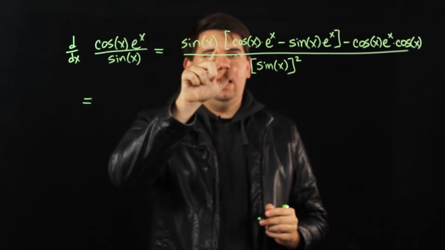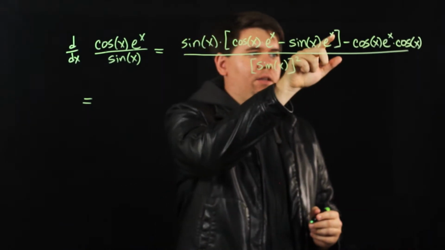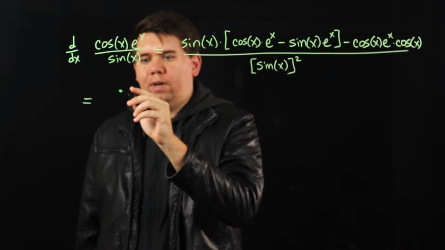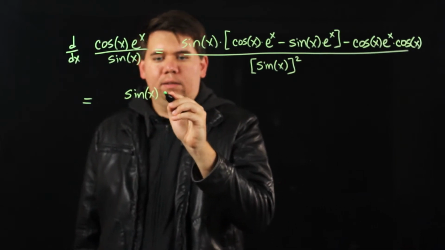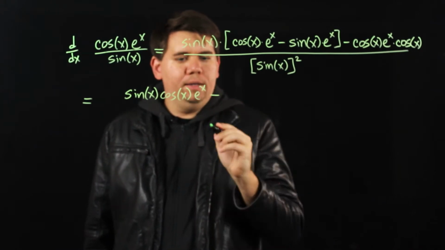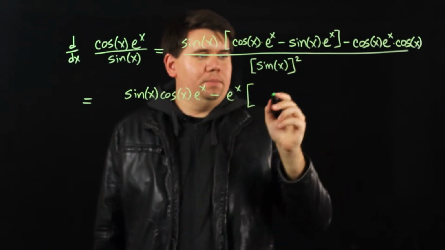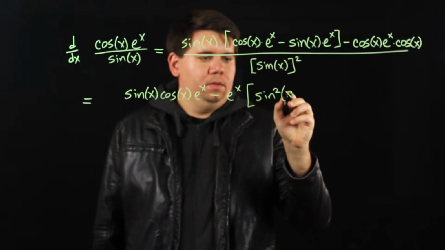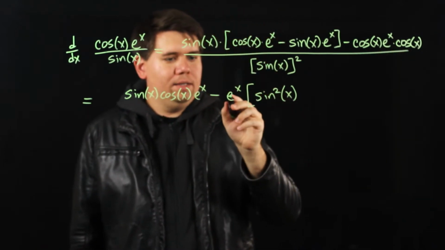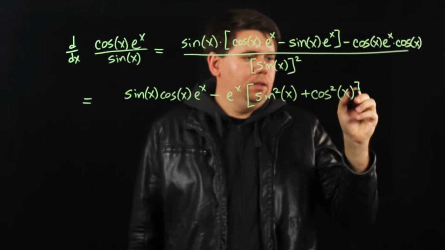Here I have a sine cosine times e to the x. Here I have a sine times sine e to the x. And here I have a cosine times cosine e to the x. I can simplify this and write sine x times cosine x e to the x minus, I'm going to pull out an e to the x term here, e to the x times sine squared. And then I had a minus cosine e to the x. So pulling out the minus e to the x, I get plus cosine squared x.